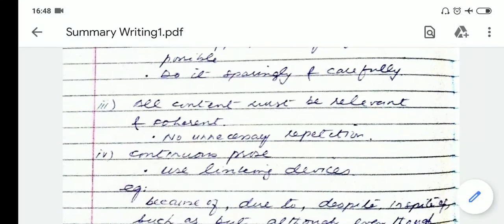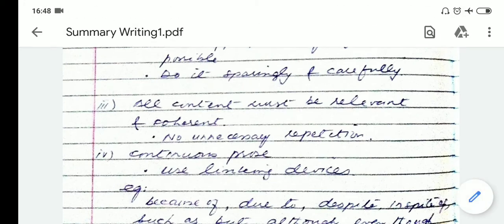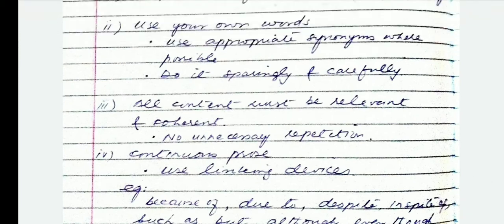Number 2, all content must be relevant and coherent. Now this is another very important point. All the points that you have included in your main points in the first part must be included in the summary, and they all must be relevant. Do not include unnecessary details that are not a part of those main points, or that are not a part of that passage. And there should be coherence. Now remember that coherence has two things in it.